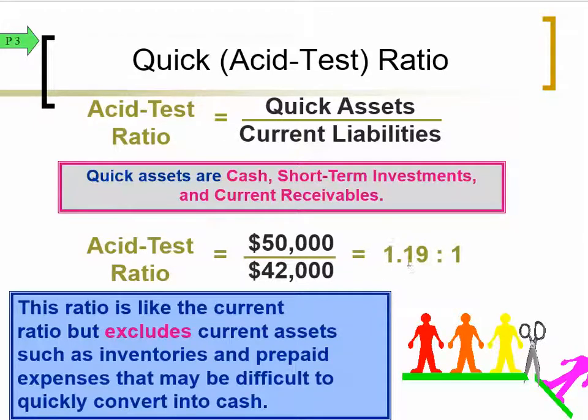And in this particular ratio, you see it drops now to 1.19 to 1. Again, we're looking for a ratio of at least 1 to 1. We need $1 in quick assets to cover every dollar in current liabilities. So in this case, they have $1.19 in quick assets to cover $1 in current liabilities.